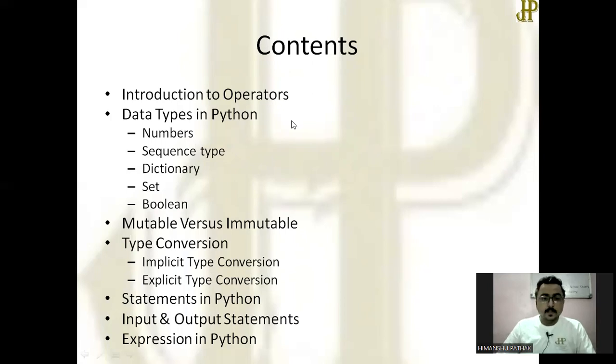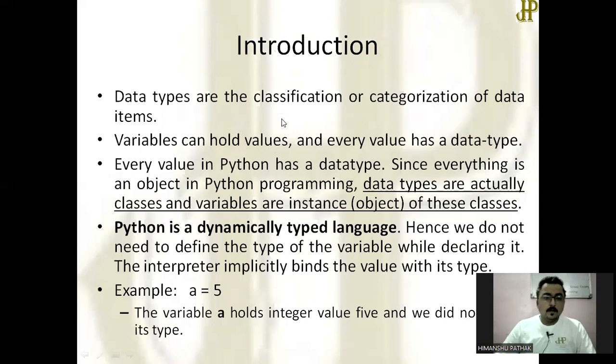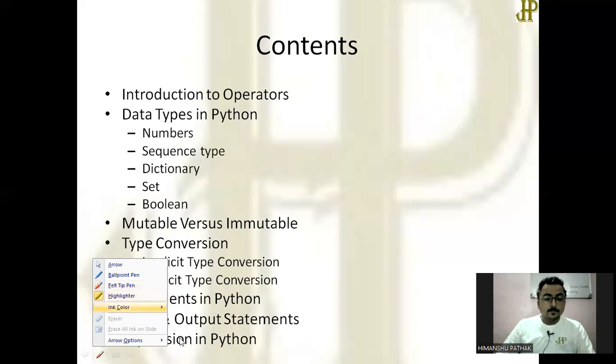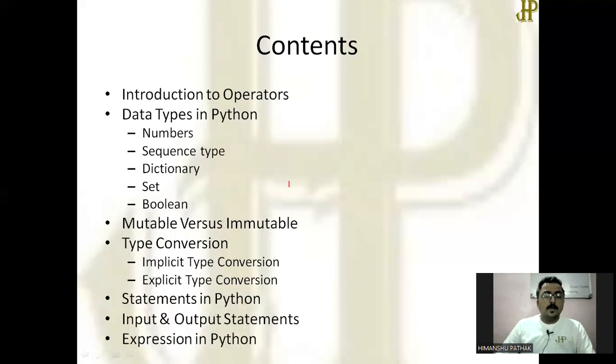is an introduction to data types. After that, we will discuss various types of data that can be stored, and then discuss mutable versus immutable, the difference between them, and then we will discuss type conversion, and at last, we will discuss what statements in Python are and what an expression in Python is.